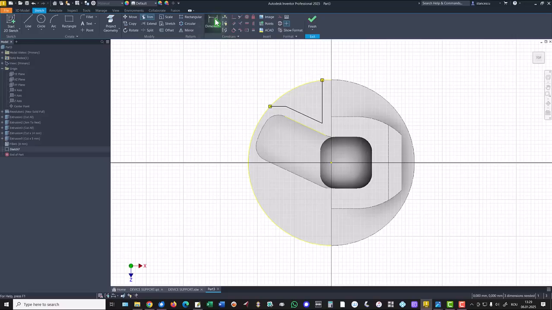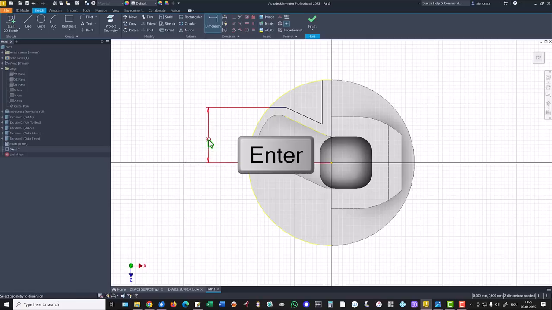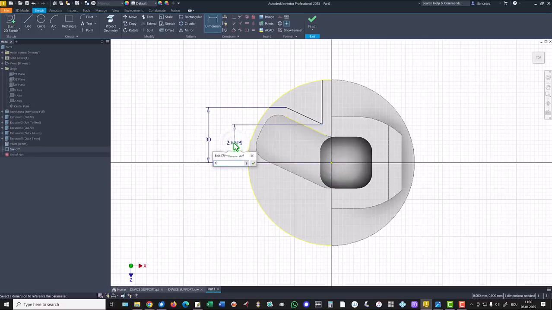Then we apply dimensions. This is 30, and this is 20, and this is 4 millimeters. Fully constrained sketch.